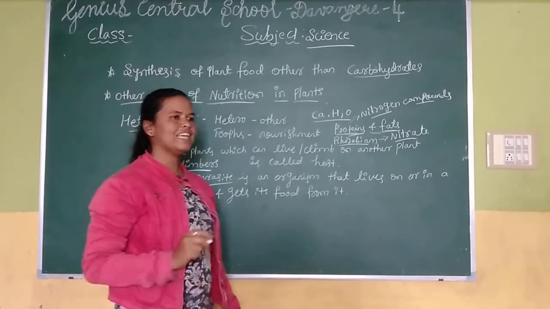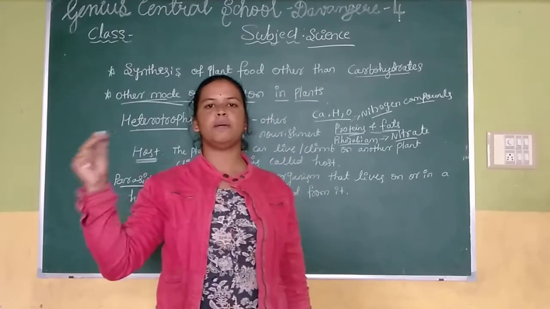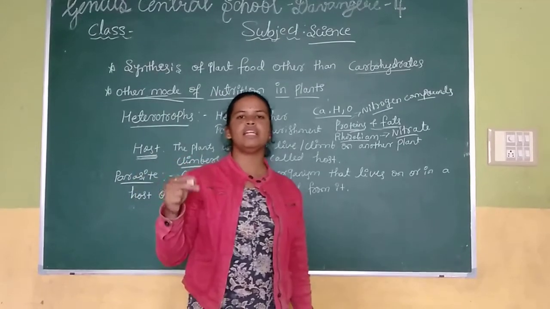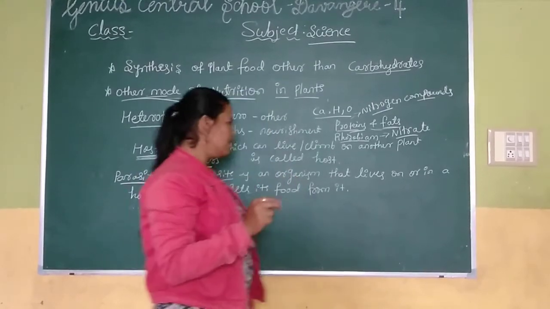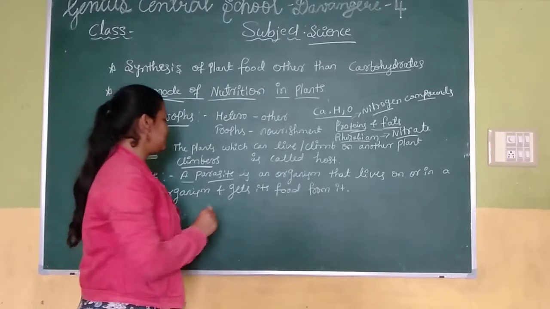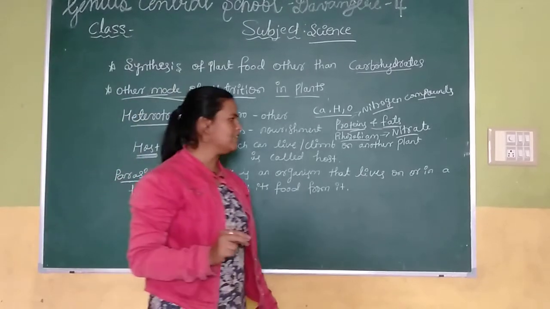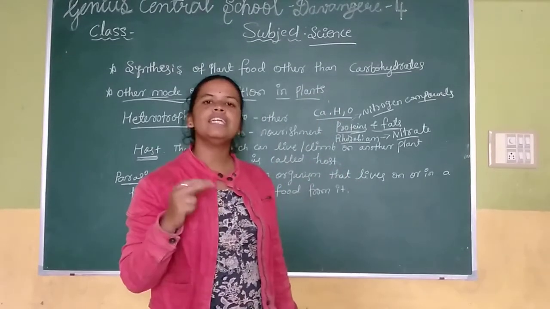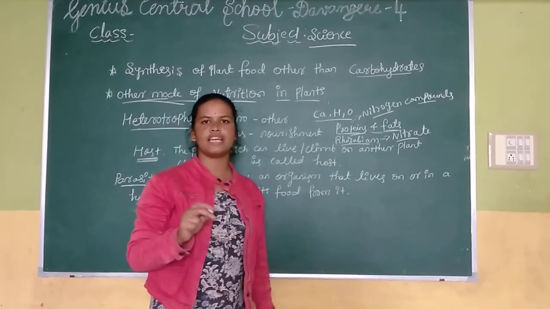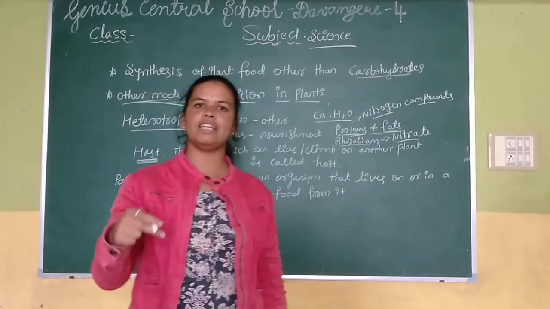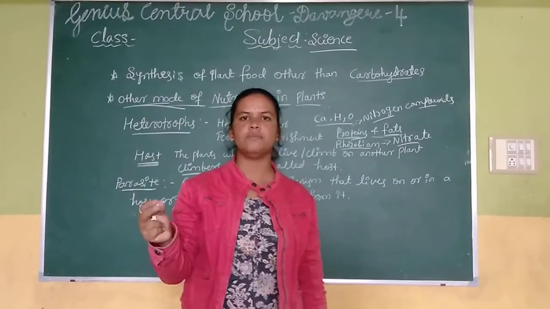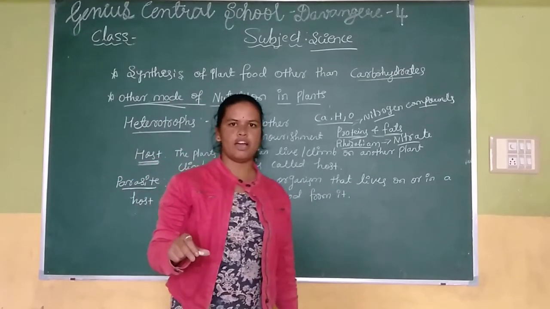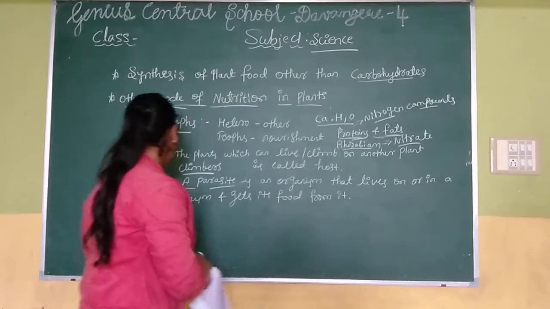The plant which lives or climbs on the surface of another plant body is called a host. Next one is parasite. A parasite is an organism that lives on or in another host organism and gets its food and nourishment from it. Parasitic organisms live on another organism for their food and nourishment.